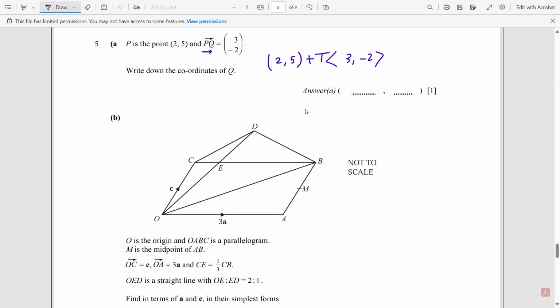You can write this vector as a row vector like this and just add it to the initial point to get the terminal point Q. So 2 plus 3 is 5, and 5 plus negative, this is 2, positive, I'm sorry, 3 and 2, this vector 3 and 2.